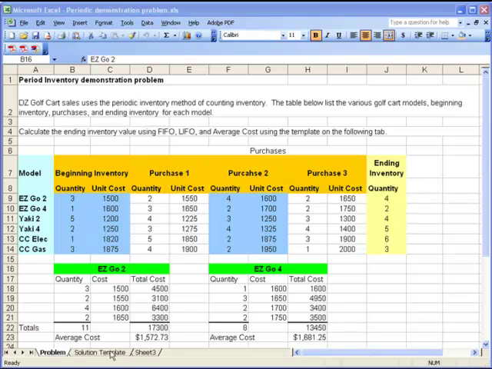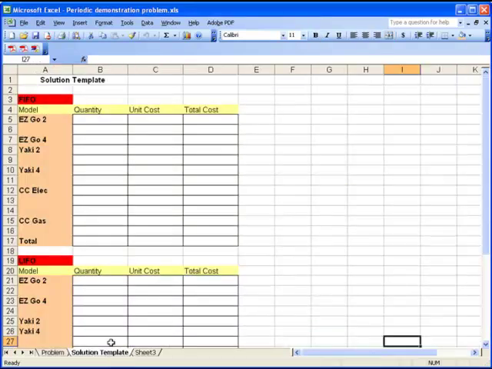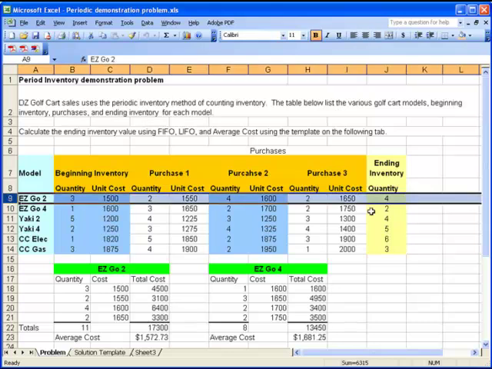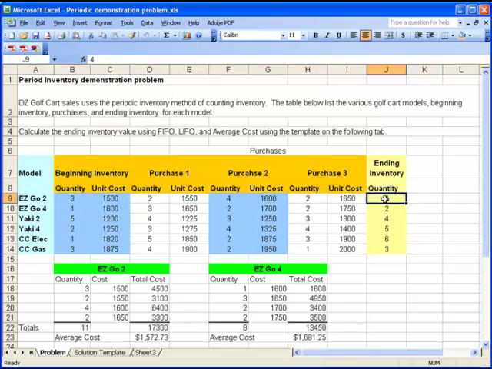For now, what we need to do is calculate ending inventory values for each of these models, first using FIFO. Here we've set up our template. Here are the models listed, the quantities, the cost of each of those units, and a total cost. In the problem, our ending inventory for the E-Z-GO 2 is 4. Since we are calculating this using FIFO, first in, first out, the first ones that were in were sold. So the ones that remain in our inventory are the last ones that we purchased.